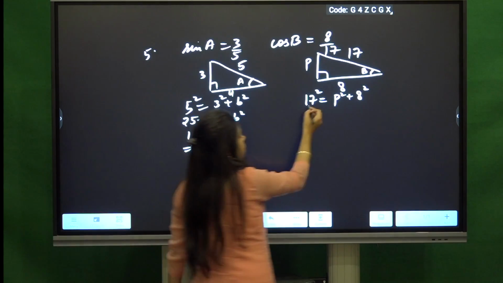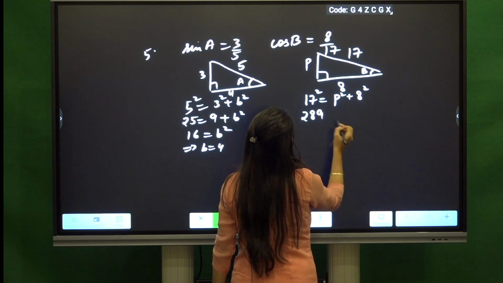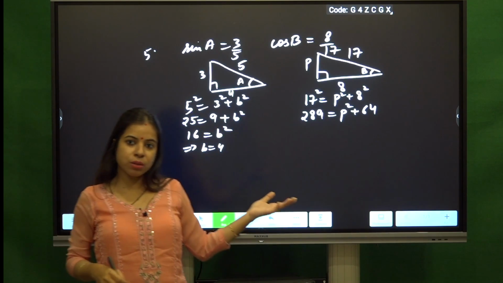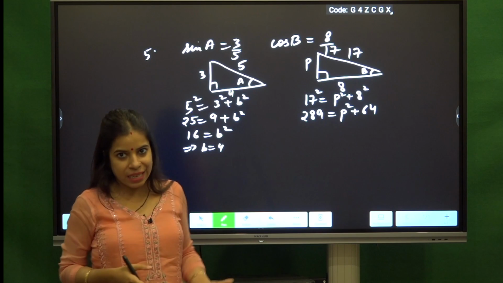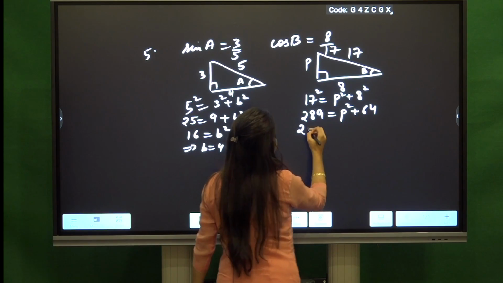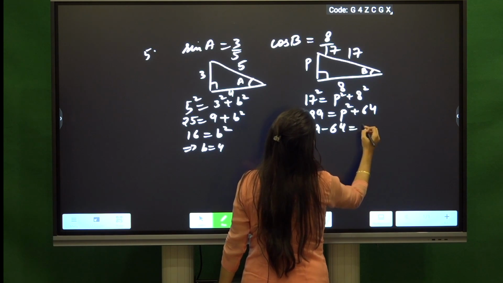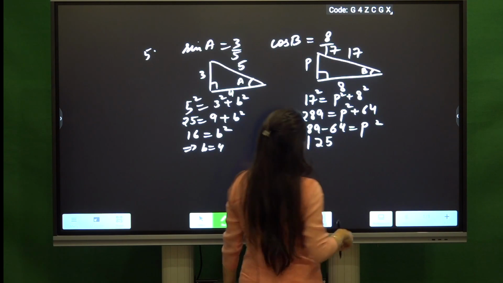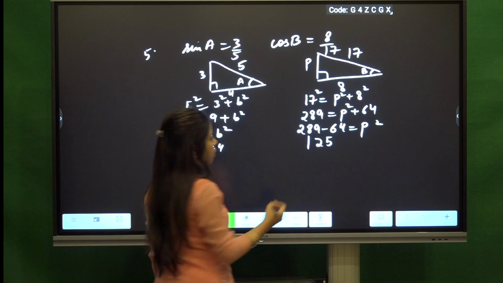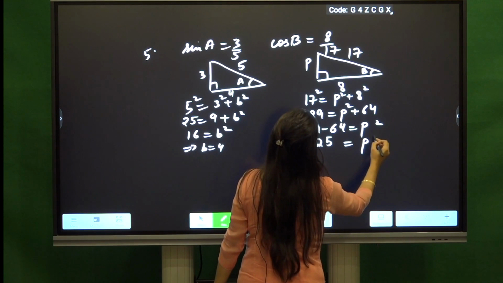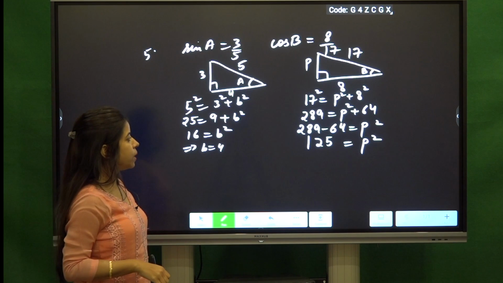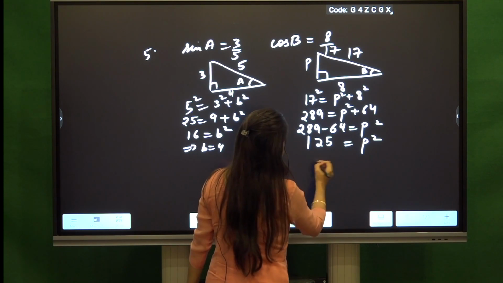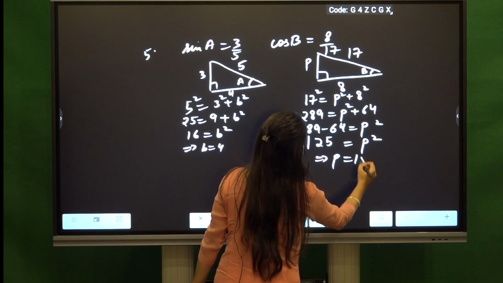Okay. So, 17 square is 289, which is p square plus 64. Here we can find the square also with the help of Vedic mathematic techniques. So, 289 minus 64 is p square. This is 1, 2, 5. Fine. So, this is p square. 17 square is 289, and so p is what? 15. So, p here is 15.